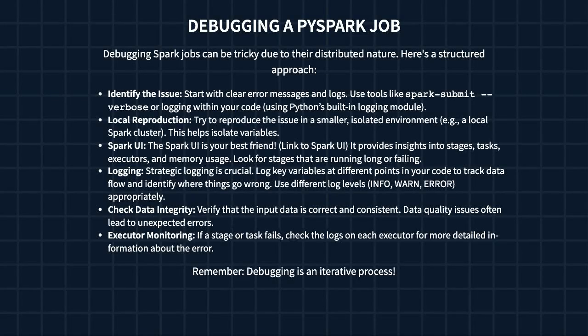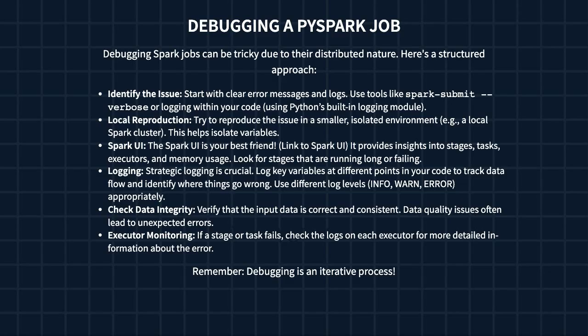Okay, let's talk about tackling those pesky PySpark debugging situations. It's not always straightforward because Spark runs across many machines. The first step is to really understand what's going on. Don't just look at the error message, dig deeper. Then try to recreate the problem in a smaller setting, like your local machine, so you can isolate exactly what's causing it.